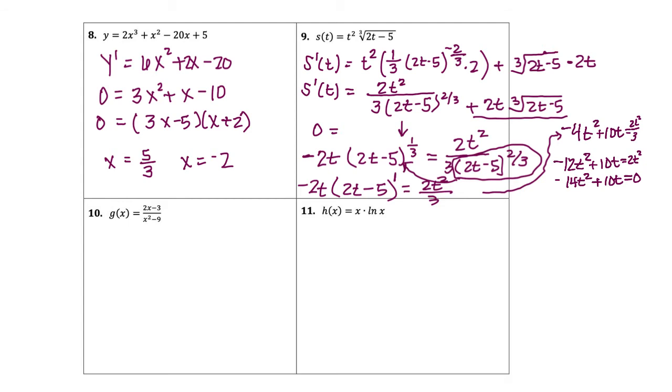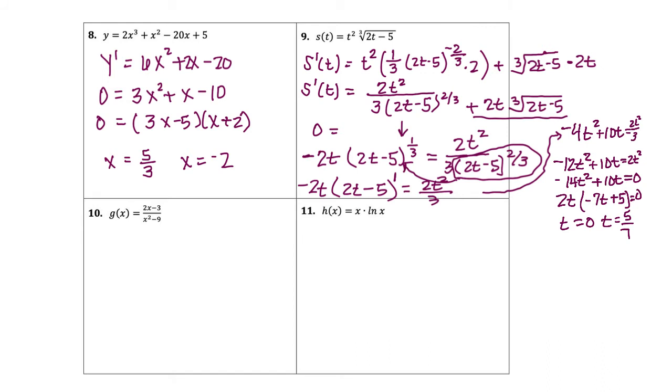And so we can factor here. It looks like we can take out at least a 2 and a t. So that's going to leave me with negative 7t plus 5 equals 0. So it looks like we're going to get here t equals 0 and t equals 5/7.